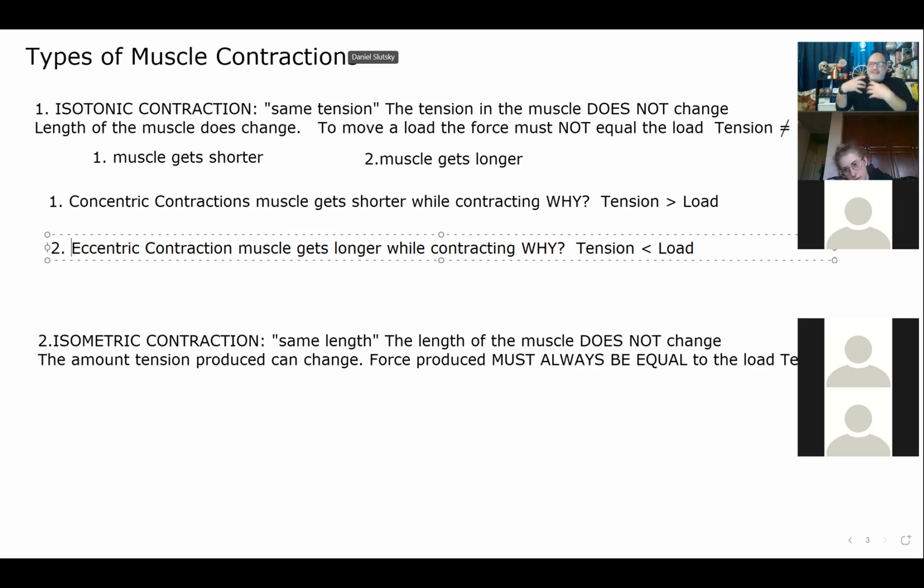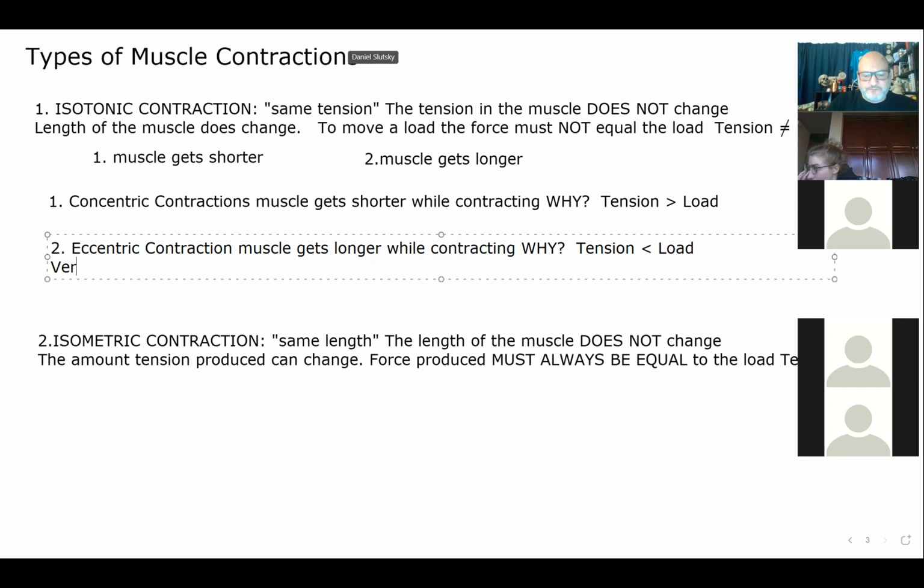Now, is that going to be very easy on the myosin heads to have the actin being yanked away from them? No. So notice this is a very impactful contraction on the muscle cells. This one is much more fatiguing.